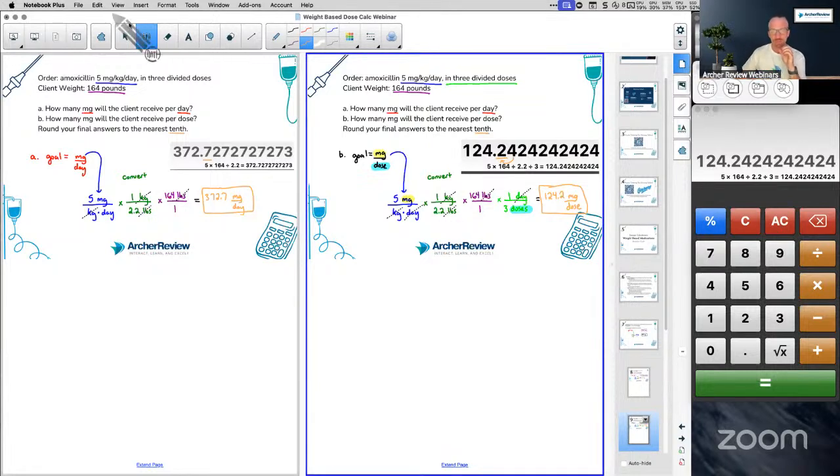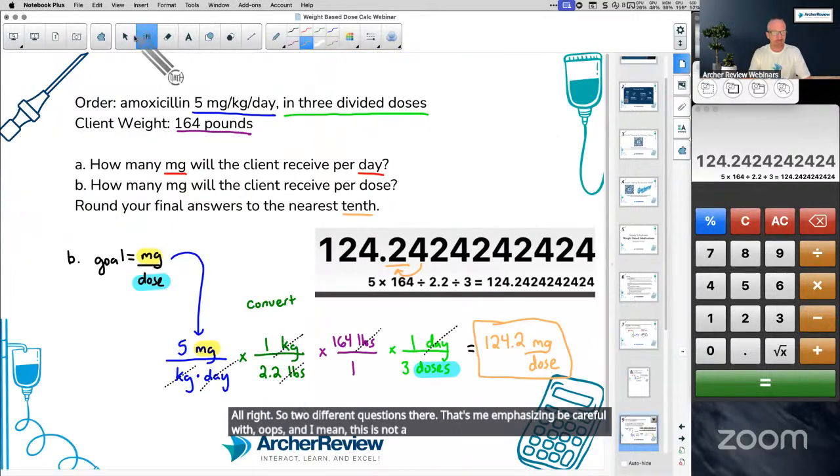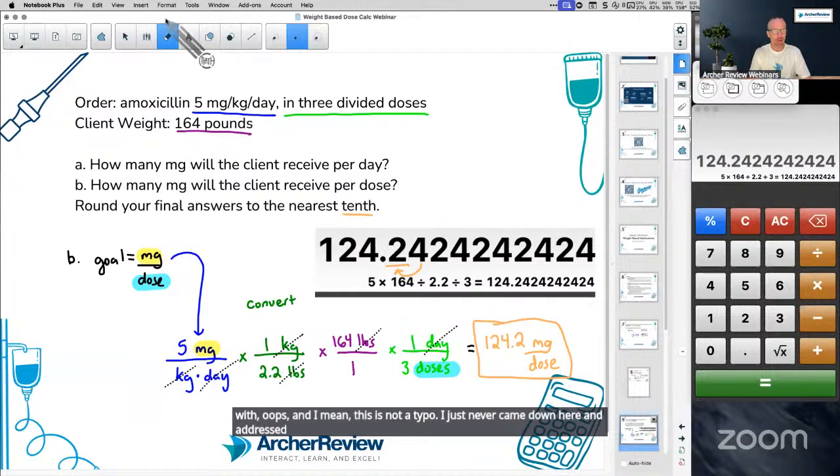All right. So two different questions there. That's me emphasizing be careful with, oops, and I mean, this is not a typo. I just never came down here and addressed question B where we needed milligrams per dose. And that's what we did here.